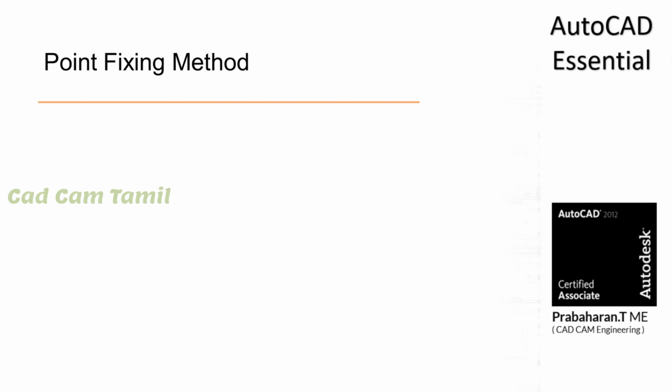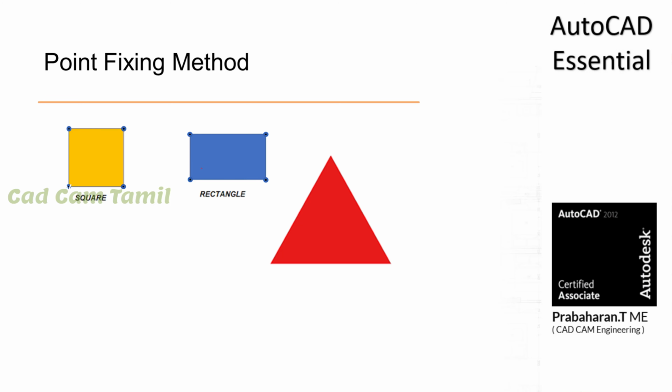If you understand this point fixing method, any kind of drawing you can draw in AutoCAD very easily and comfortably. Right. What is this point fixing method? Any drawing you want to draw needs some points. For example, take a square or rectangle. How many points does it need? It needs a minimum of 4 points. If you connect these 4 points by lines, you will get the square or rectangle. Similarly, a triangle. How many points do we need? We need 3 points. Just connect these 3 points with proper lines, and we get the triangle.